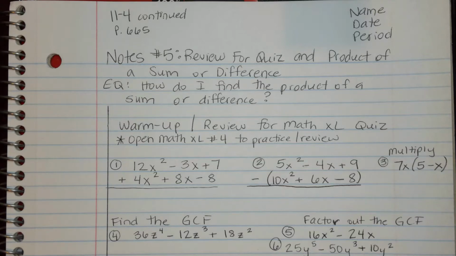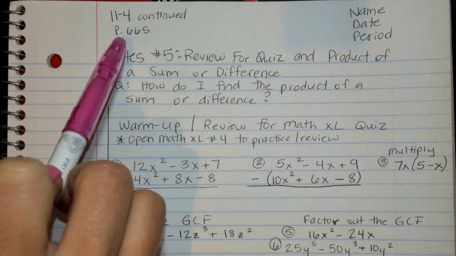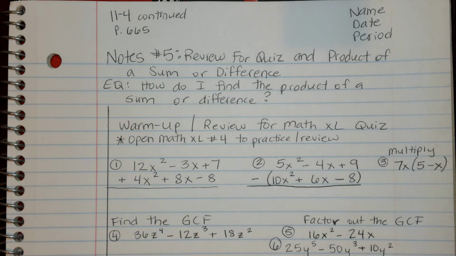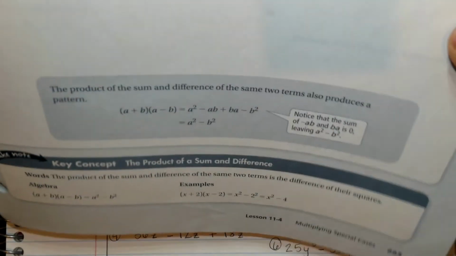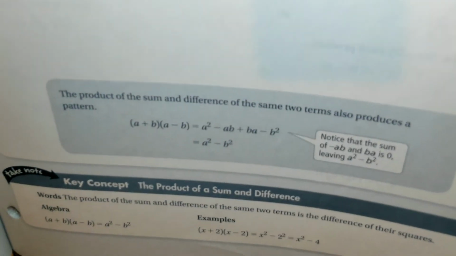This is notes number 5, your last notes for this week. You should have the warm-up done already by the time you watch this video. This is the end of 11-4. It starts on page 665 in your book if you want to follow along. It's kind of hard to see it, but that's where it is.